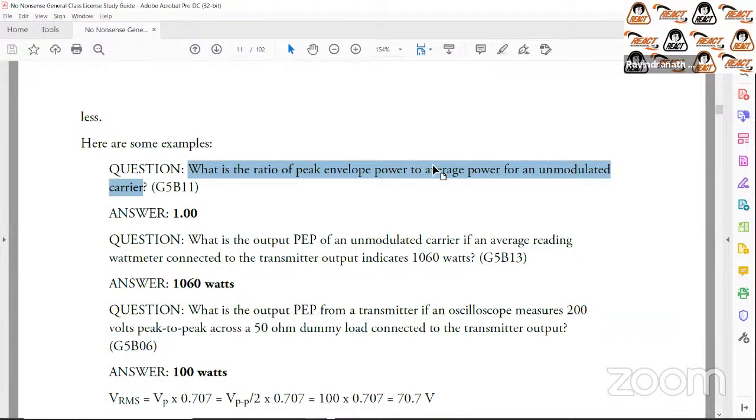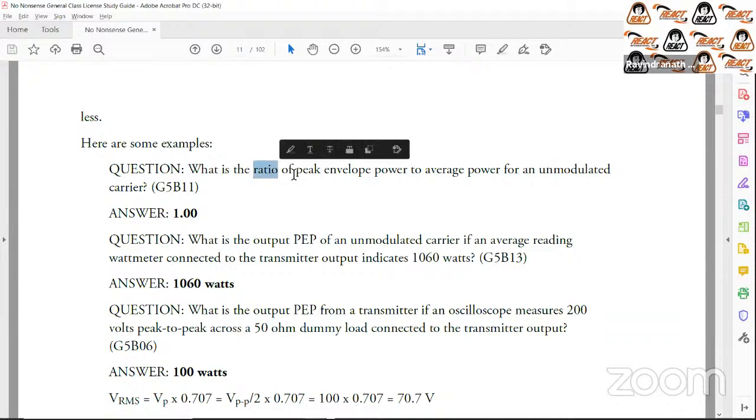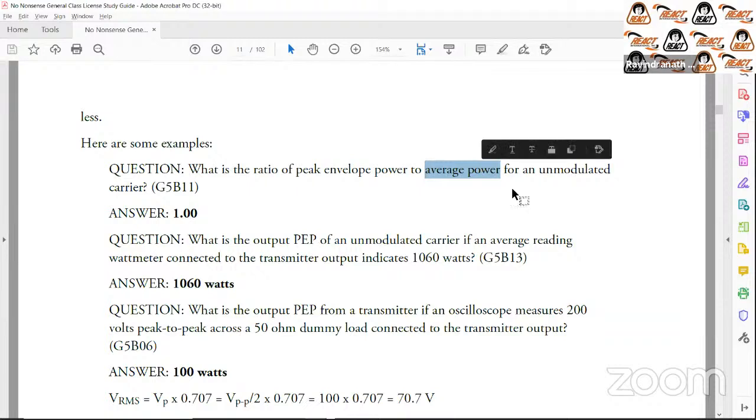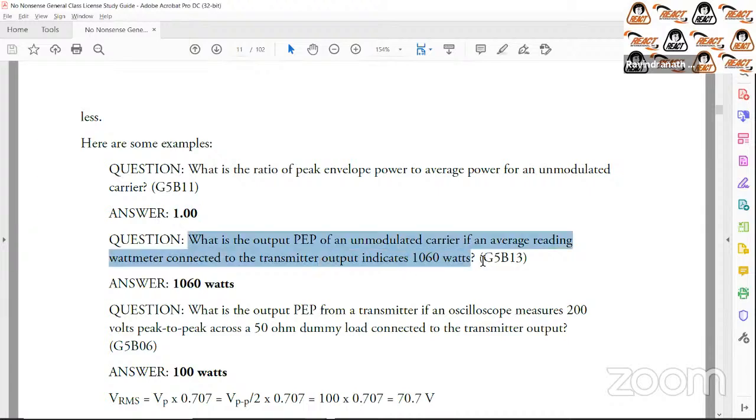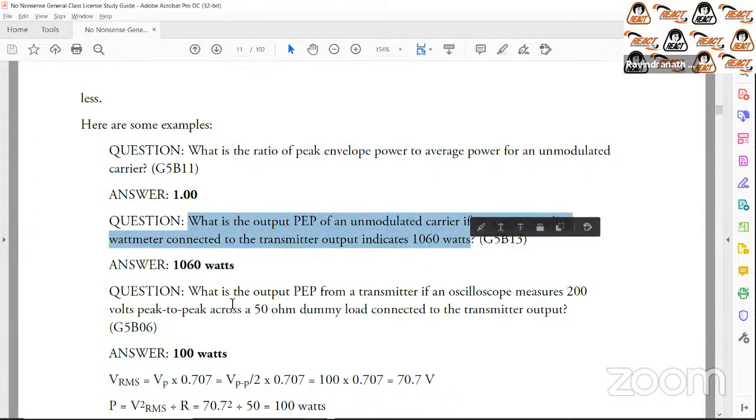So that is actually what they're asking us in a sort of tied up roundabout way. What is the ratio of the peak envelope power to the average power? But for what? An unmodulated carrier, steady state. And the answer is 1, because the average and the peak is exactly the same. Okay, next question, very similar.